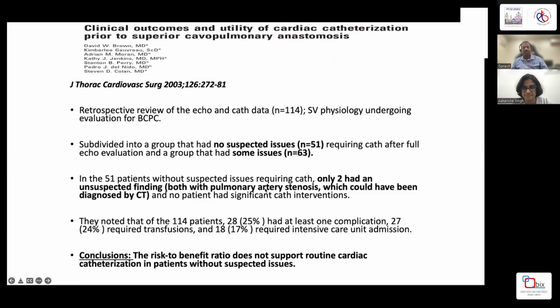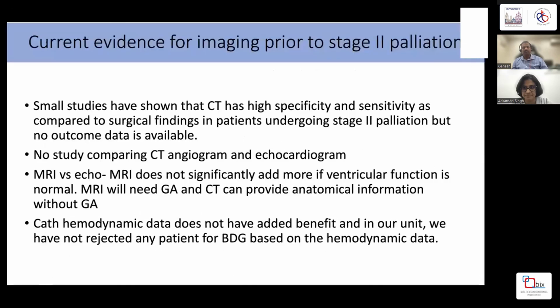There are only small studies that have shown that CT has high specificity and sensitivity as compared to the surgical findings, but no long-term data is available. There's no study comparing CT and echocardiogram, and cath hemodynamic data does not have any added benefit. And in our unit, we have not rejected any patient for bidirectional Glenn based on the hemodynamic data in the last 10 years.